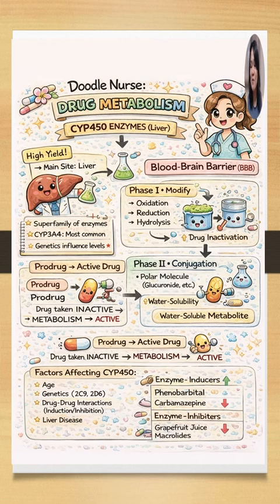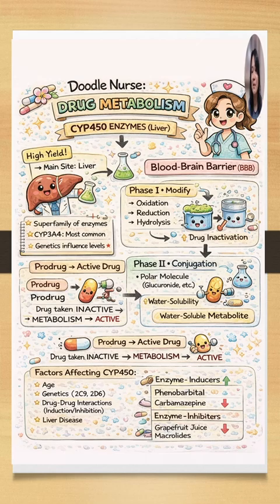This slide, we will be talking about drug metabolism, which mainly occurs in the liver, as I've mentioned earlier, and is a very high yield concept. The liver uses a group of enzymes called the CYP450 enzyme system to break down drugs. One of the most important enzymes to remember is the CYP3A4, which is the most commonly involved. Genetics can also influence how these enzymes function, affecting how patients respond to medication.